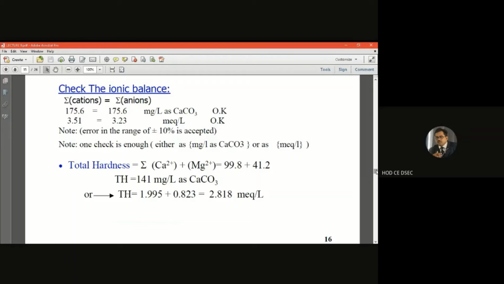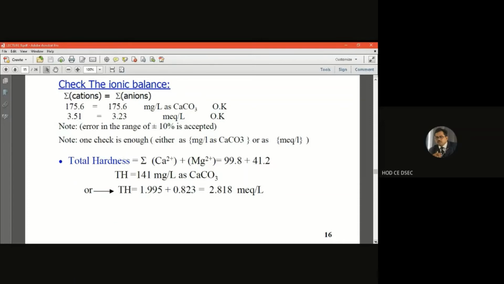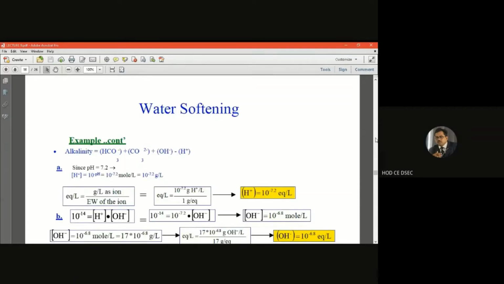So total hardness is just the summation of the calcium ion concentration and the magnesium ion concentration, which have been tabulated, which is 99.8 plus 41.2 equal to 141 milligram per liter. I am expressing it in one unit, milligram per liter as CaCO3. If we say milliequivalent per liter, then the corresponding values of that unit will be added. So total hardness has been calculated by adding the calcium ion concentration and the magnesium ion concentration.